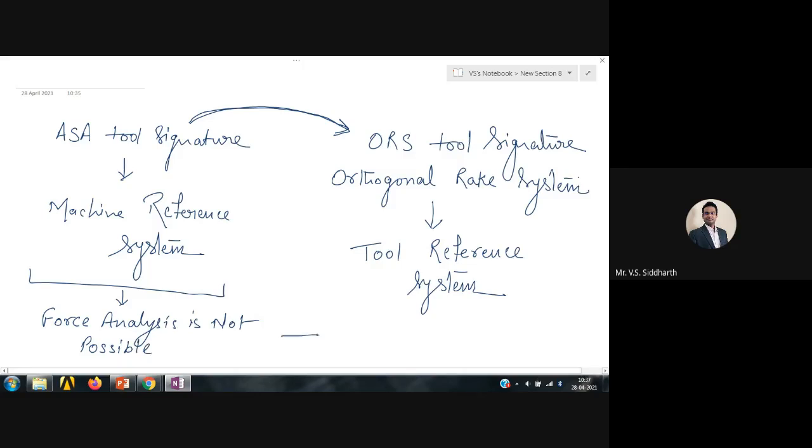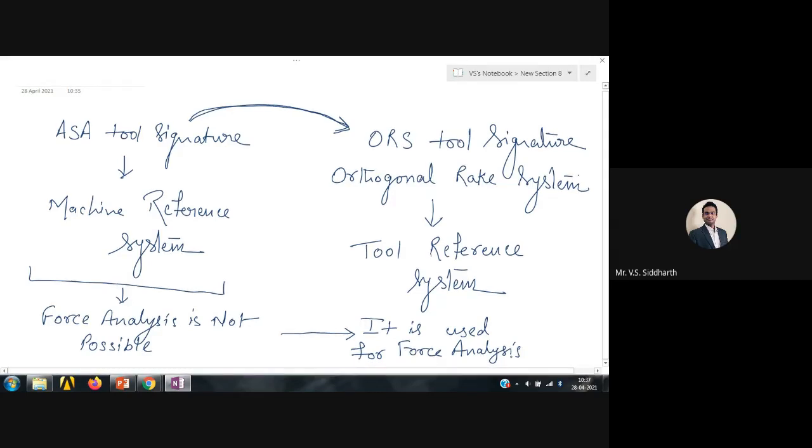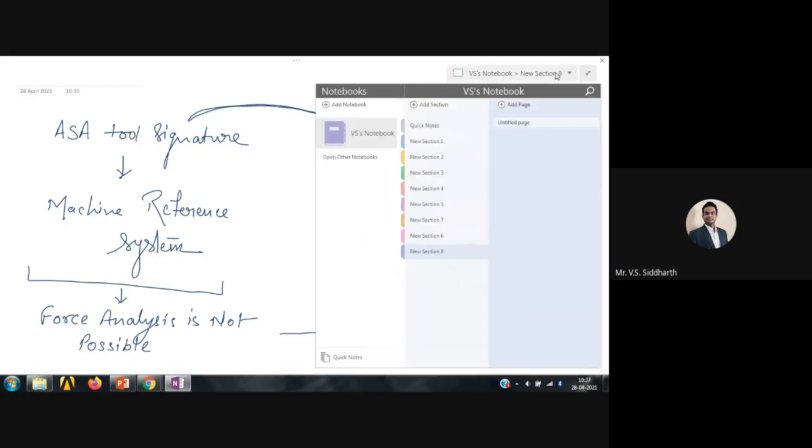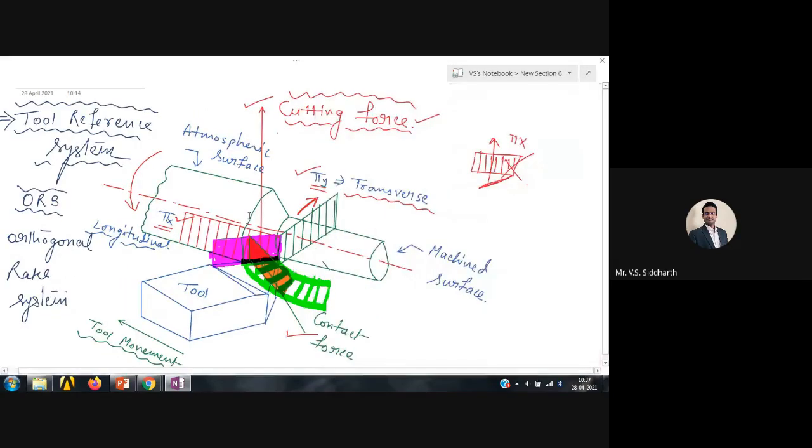For that purpose, we move on to another reference system where we use planes which are made in such a way that the forces are passing through those planes. So it is used for force analysis. If you simply want to represent the geometry, you can represent it by ASA system. But if you want to go for force analysis, that is not possible, because the forces are not acting along any of the planes of ASA. So that's why we go for the ORS tool signature.